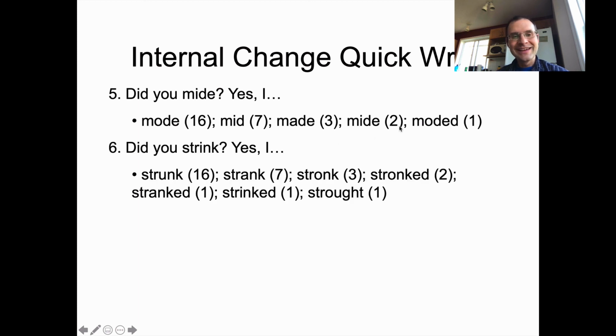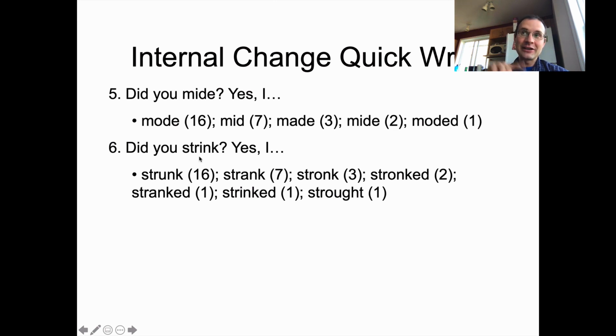Did you strink? This one usually gets a lot of irregular responses. So yeah, did you strink? Yes, I strunk. Or strank. So this is maybe a little bit like drink and drank and drunk, so on and so forth.